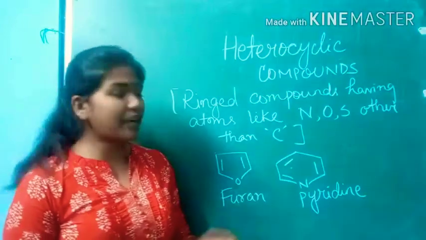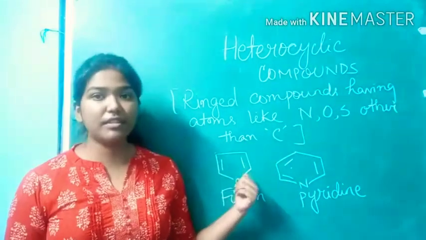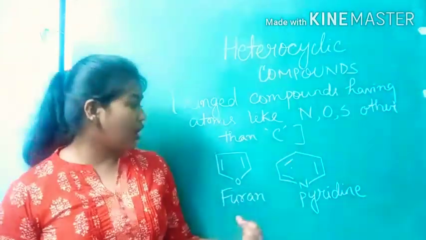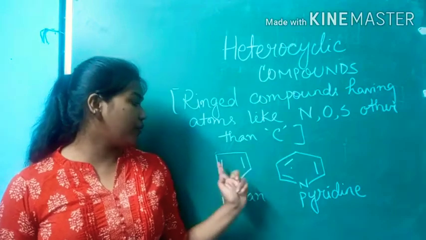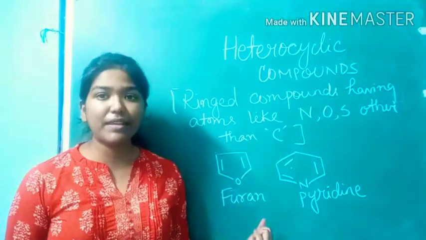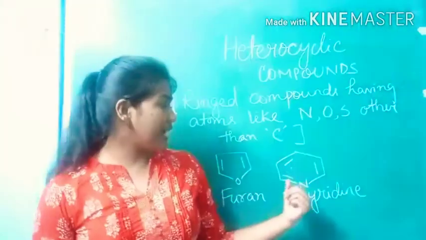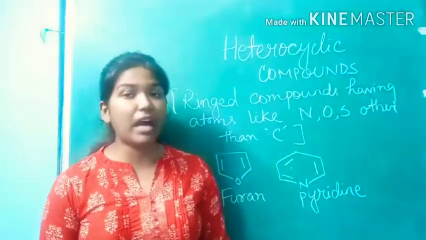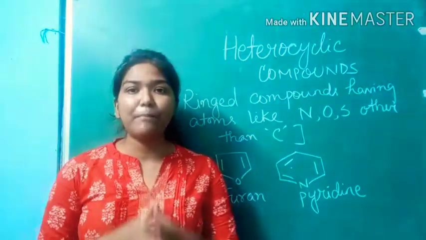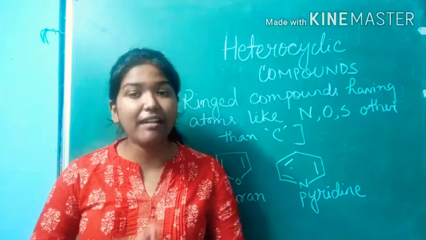The first one which I have taken is furan. Furan is an organic compound with 4 carbons and at the center there is an oxygen. Name is furan. Another type is pyridine. Here we have taken 5 carbon atoms and at the center it's a nitrogen, and the name is pyridine. Like this, a lot more heterocyclic compounds are there.